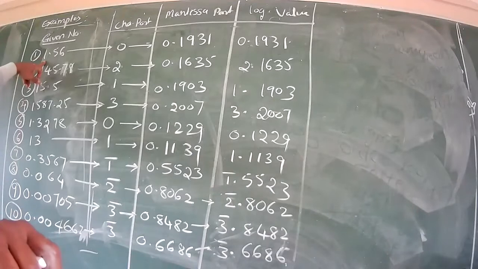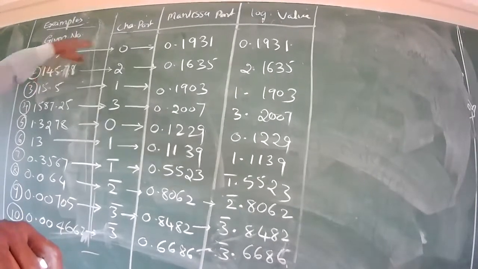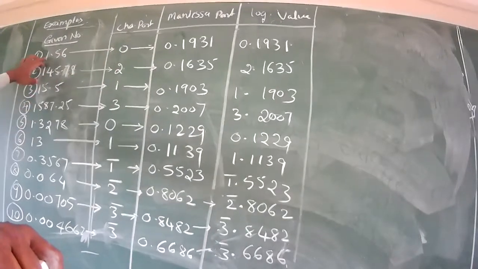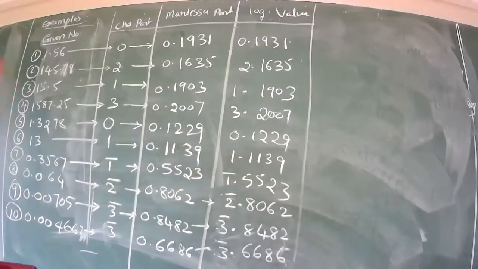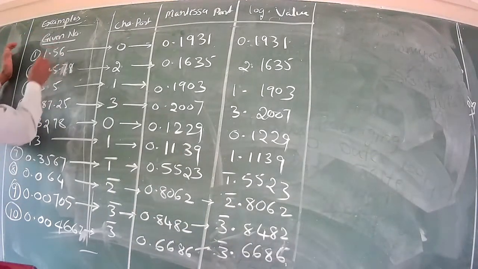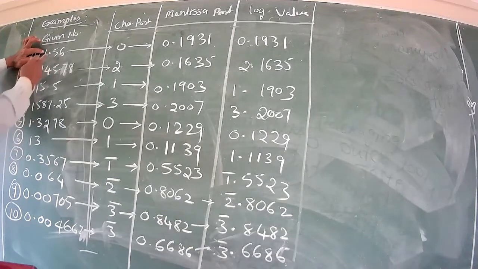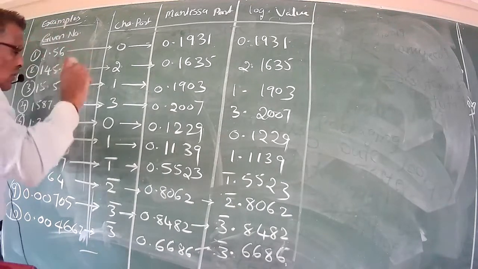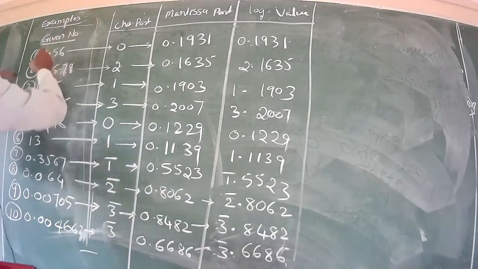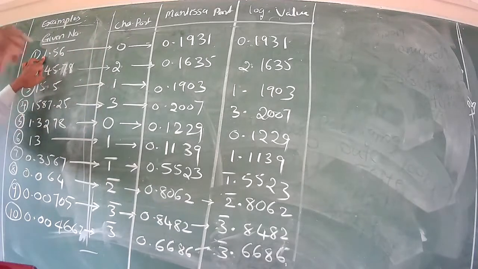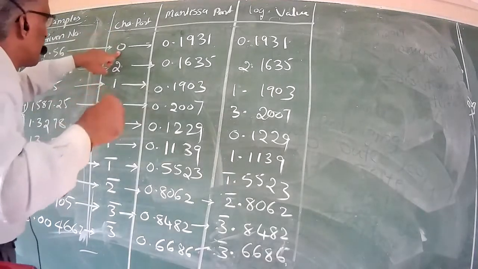See, the first number is 1.56. The characteristic part is written as 0. How to find that? To decide the characteristic part, first find the number of digits before the decimal point. See how many digits are here. Here there is only one. So n minus 1: in our example only one digit is there, so 1 minus 1 is 0. So the characteristic part is 0.